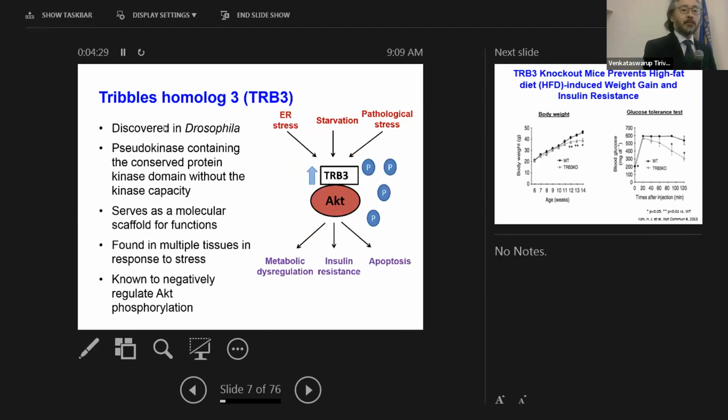We have studied a small protein called Tribbles homolog 3, or TRB3. This is a protein containing the conserved protein kinase domain without kinase activity. The way TRB3 works is by binding to partner proteins and regulating their function or activity. TRB3 is known to be found in multiple tissues in response to stress, such as ER stress, starvation, or some pathological conditions. One of the best known functions of TRB3 is that it binds to AKT and inhibits its phosphorylation, meaning it inhibits its activity.